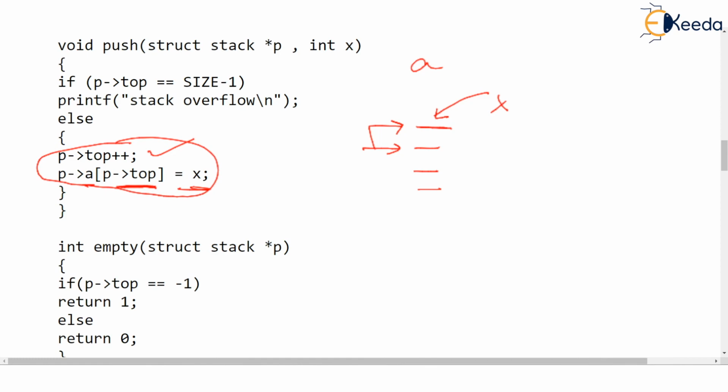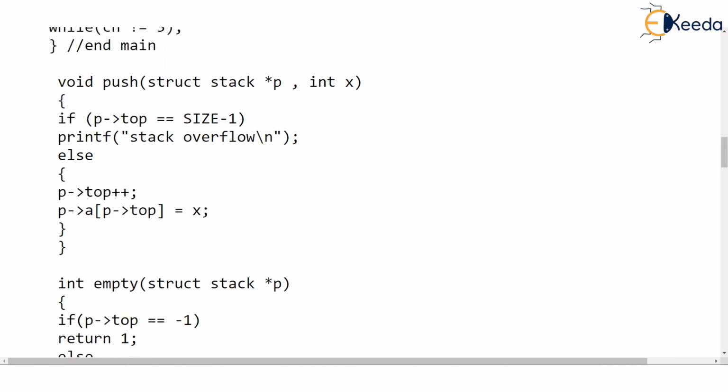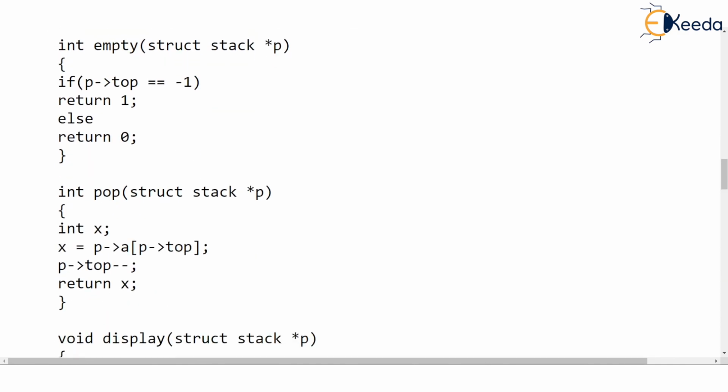I hope you have understood all the operations about push. When we come back in the next video, we will see two functions, empty and pop. How do you remove a value from a stack using an array?